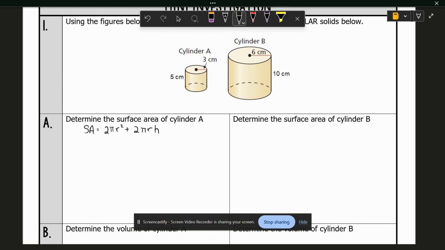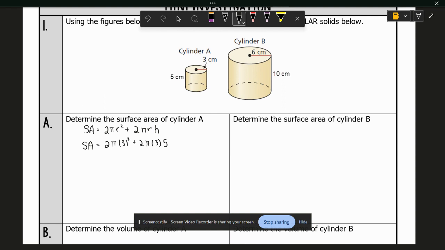Because essentially what we're doing is we're finding the area of the two circles, that's the pi r squared, and then we're finding the circumference around and multiplying by the height. It's kind of like you've got two circles and a rectangle that's rolled up, is how we're finding that back part. So surface area is equal, now it's just plug and chug. So 2 pi times 3 squared plus 2 pi times 3 times 5.